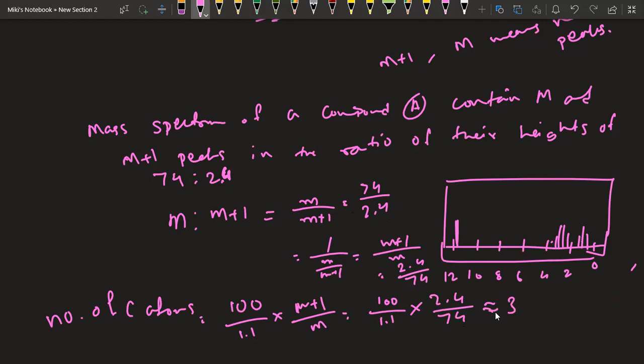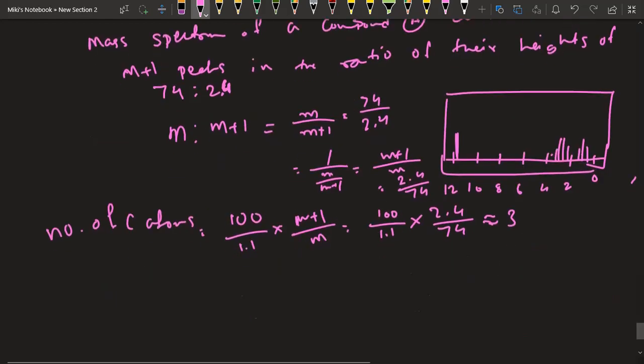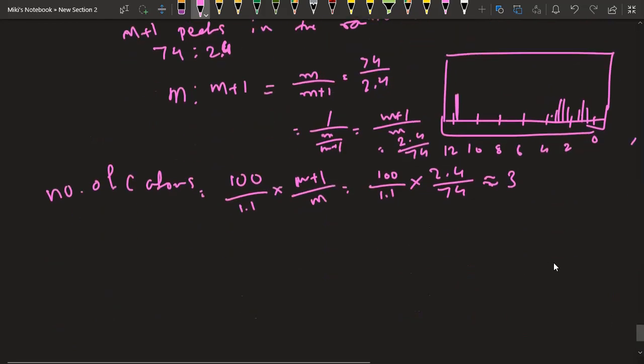Remember, usually this calculation would give you some decimal values, but the number of carbon atoms cannot be a decimal or fraction value. It has to be an integer or a whole number. That's why we are rounding it up to the nearest value, in this case 3. Most probably it should give a value close to 3, 2.9 something it might be. So that's the number of carbon atoms we have. So we now know that the molecule we are dealing with is going to have 3 C atoms.